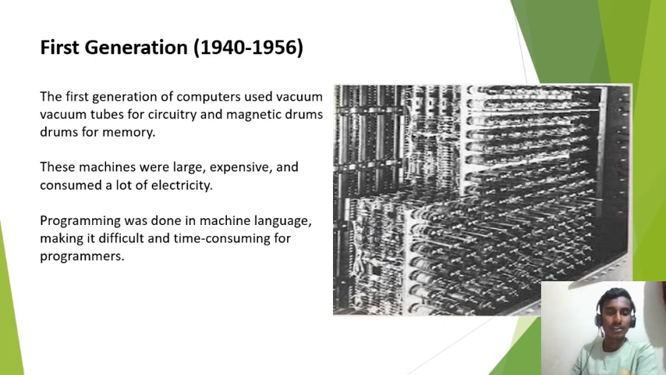First generation. From 1940 to 1956, the first generation of computers used vacuum tubes for circuitry and magnetic drums for memory. These machines were large, expensive, and consumed a lot of electricity. Programming was done in machine language, making it difficult and time consuming for programmers.